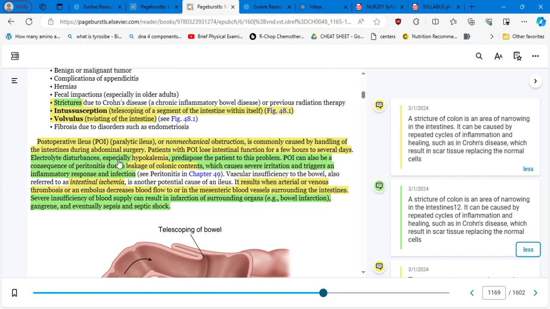Electrolyte disturbances, especially hypokalemia, right? So now you have to make sure you know your potassium levels, okay? Hypokalemia predisposes the patient to this problem.